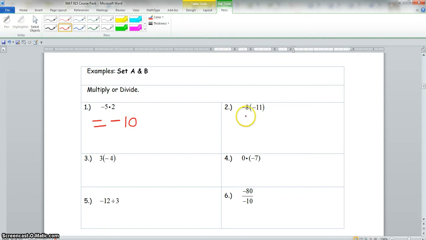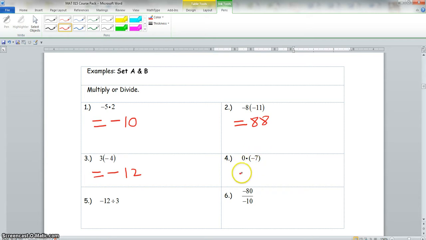Now we have a negative times a negative, which lets us know it's going to be positive, and 8 times 11 is 88. Now, number 3, we have a positive times a negative, and we know that's going to be negative, and 3 times 4 is 12. Now we come to number 4.